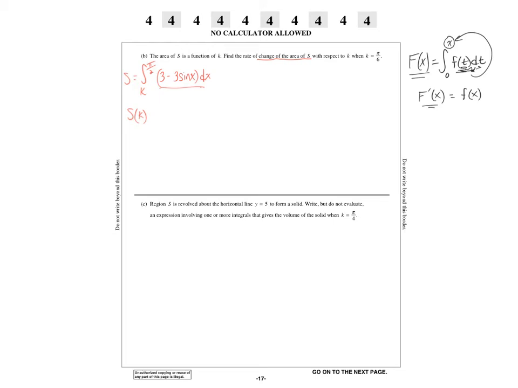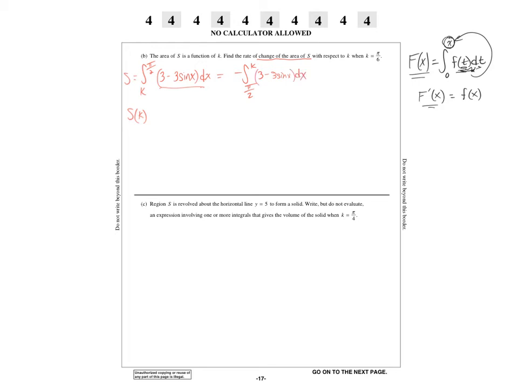Now, what we have to realize is in the fundamental theorem of calculus part 2, the variable is the upper limit. And here, k, our variable, is the lower limit. So what we want to do is acknowledge that and take care of that by saying this is the opposite of the integral from pi over 2 to k of 3 minus 3 sine x dx.